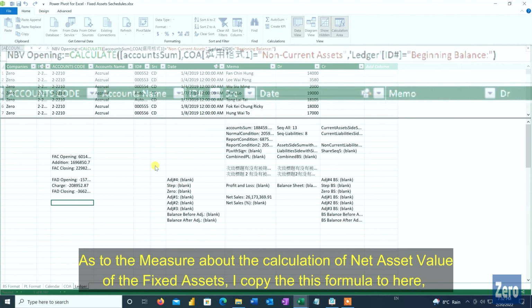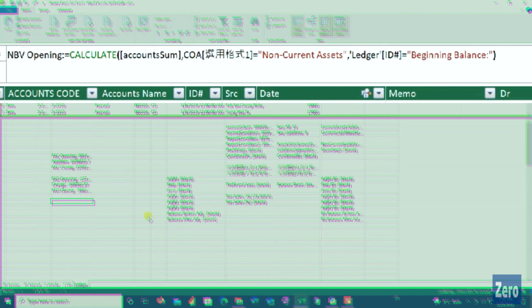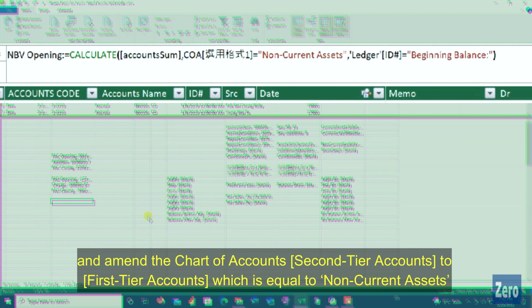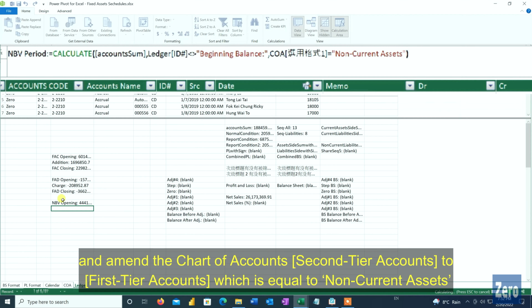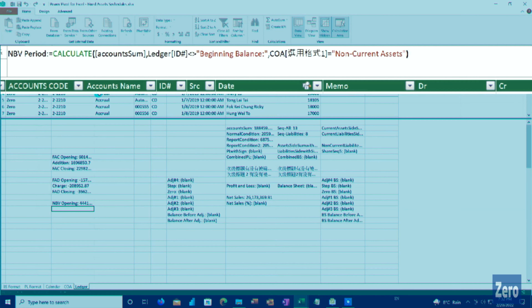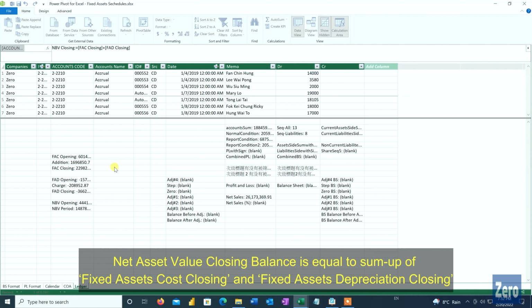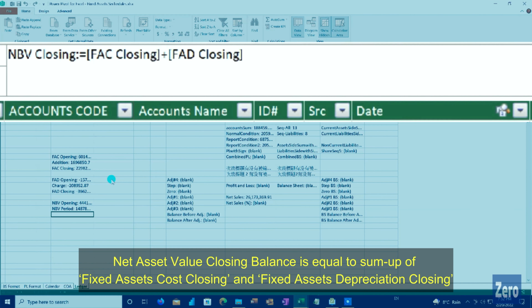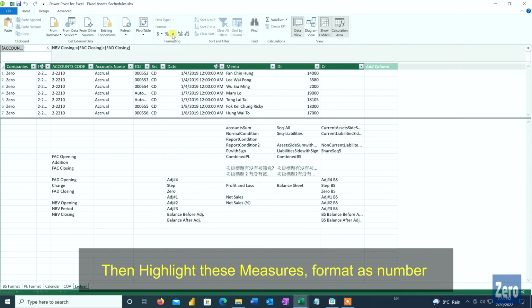As to the measure for the calculation of net asset value of the fixed assets, I copied this formula to here. And amend the chart of accounts, second tier accounts, to first tier accounts, which is equal to non-current assets. Also amend the other one in the same way. Net asset value closing balance is equal to the sum of fixed assets cost closing and fixed assets depreciation closing. Then highlight these measures and format as number.